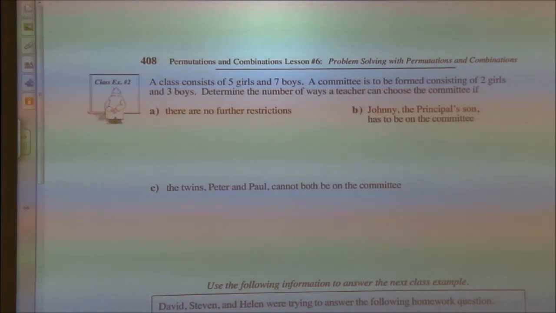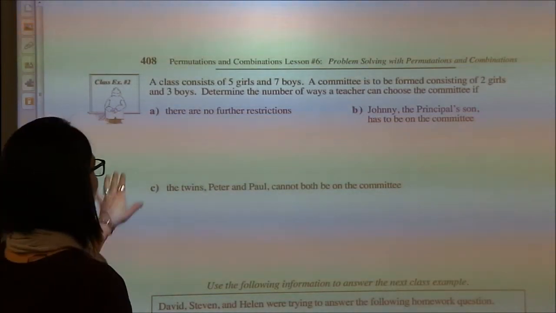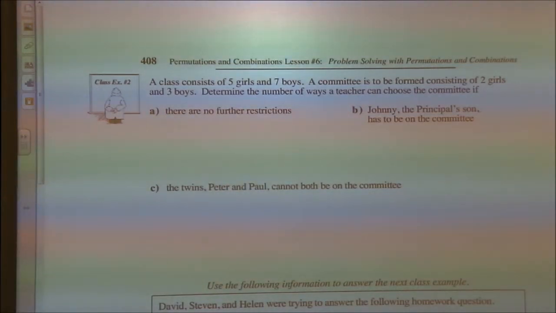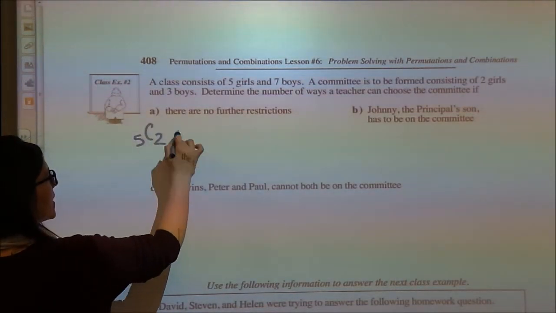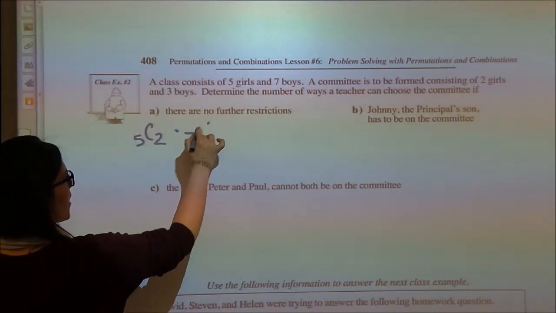There's a class that has 5 girls and 7 boys, and we're going to form a committee that has to have 2 girls and 3 boys. Determine the number of ways a teacher can choose the committee. Does order matter? So what does this make? This is a combination. Order is not important if there are no restrictions. So I'm picking 2 girls out of 5 and choosing 3 boys out of 7.